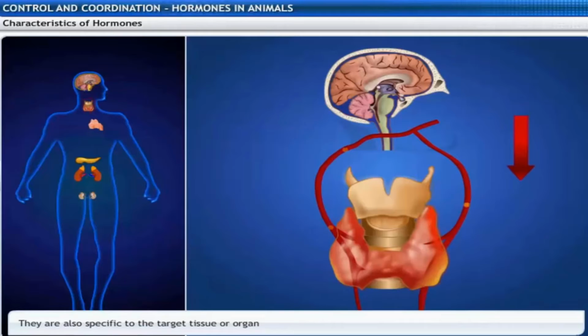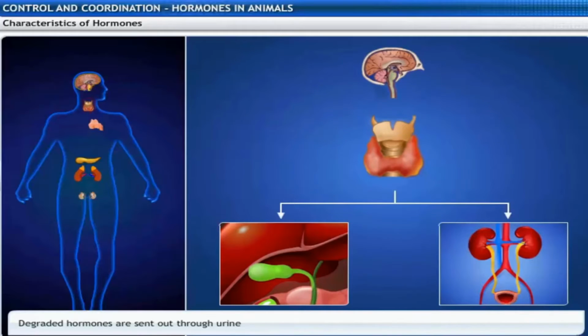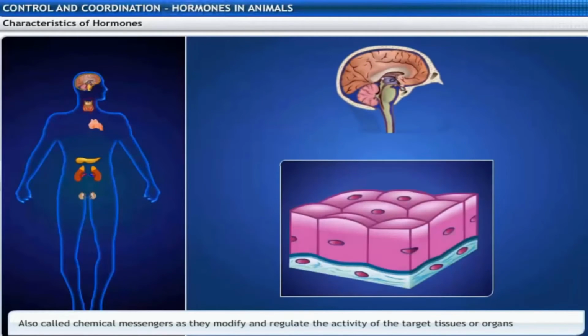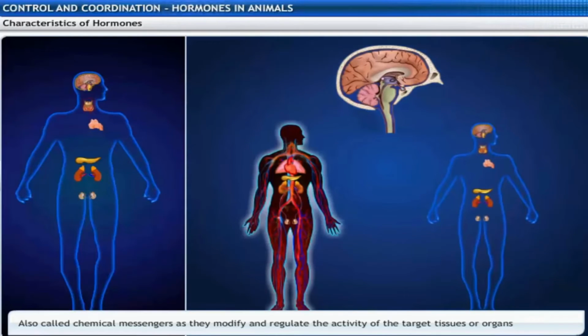They act on target tissues or organs that are located far from the site of production. They are target specific. They are not stored and, except thyroxine, have high specificity. They are degraded by tissues and are excreted by the liver to the bile and by the kidney into urine. They bring about their characteristic effect on target cells by modifying cellular activities, and they act as chemical messengers between the nervous system and body organs.